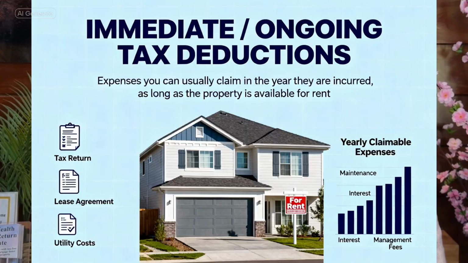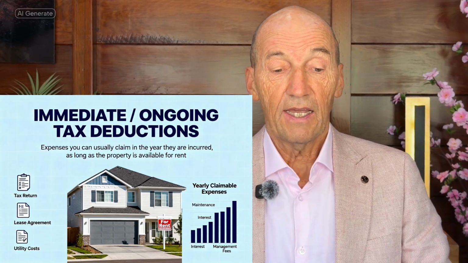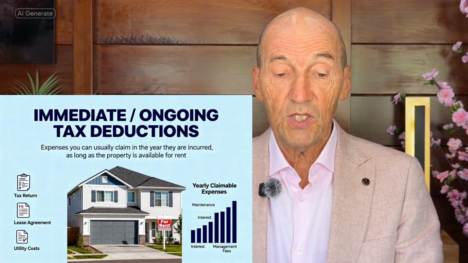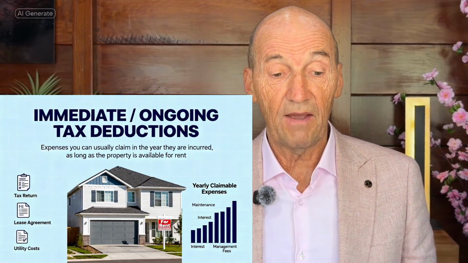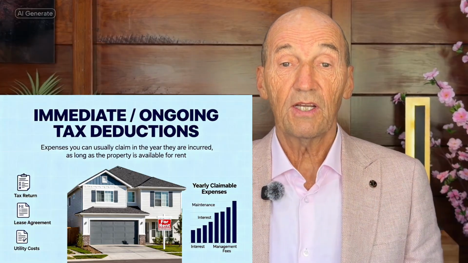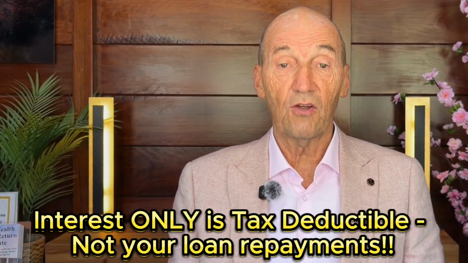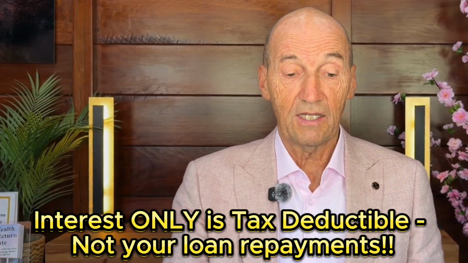Strategy number one is ongoing tax deductions. Now, these are expenses you can usually claim in the year in which they are incurred, as long as the property is available for rent during that time. So things like interest on investment loans, loan account and bank fees, mortgage broker fees. This is usually spread over 5 years. Now, important, loan principal repayments are not tax deductible. Only the interest portion will be tax deductible.